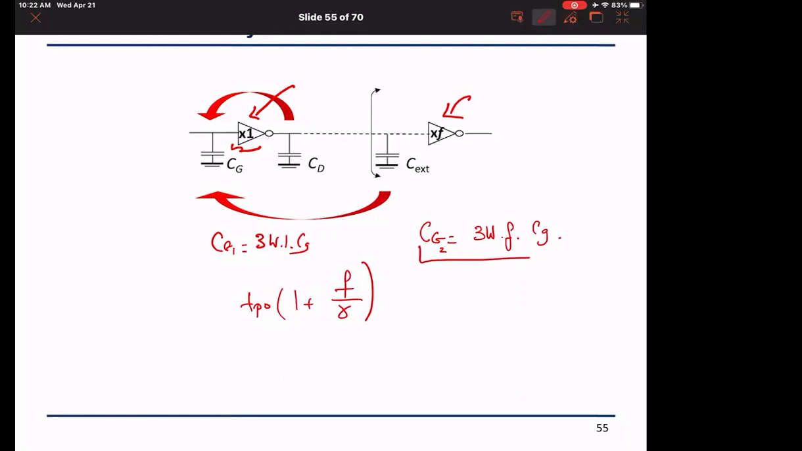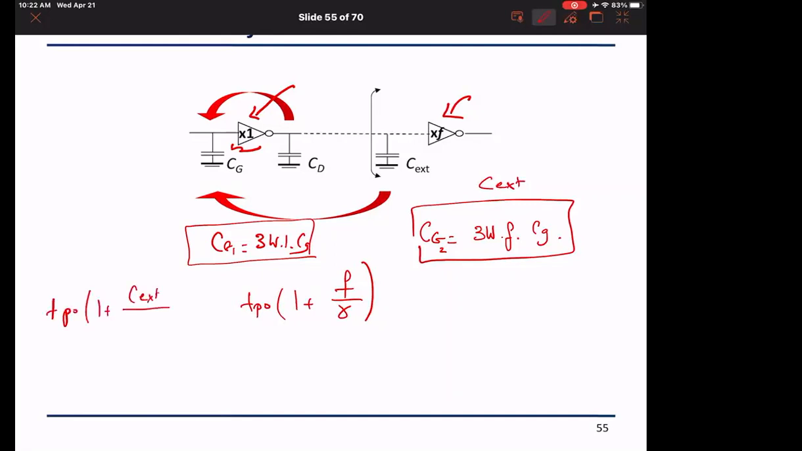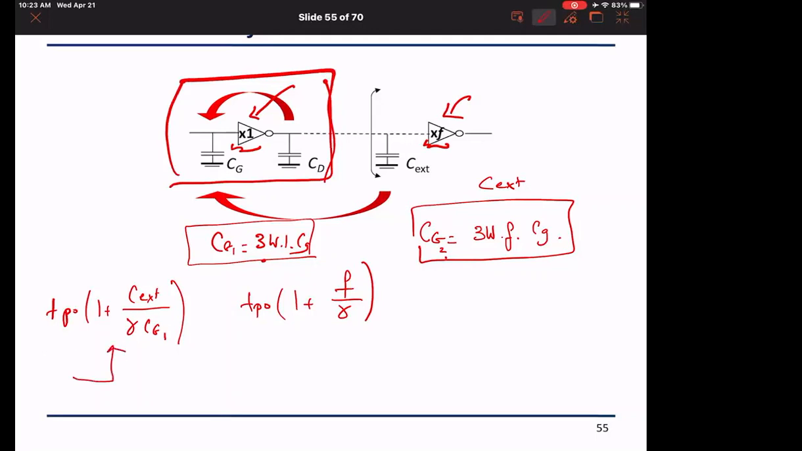So I know what CG is for him and I know what CG is for me, and the ratio is going to be F. C external is this much to me, and I know that it is TP0 into 1 plus C external over gamma times my CG. The ratio is obvious, it's proportional to the sizing, because we haven't entered anything else. I'm only being loaded by this external transistor. These components are from me, and this is really my delay equation. So the only external capacitance is his CG.